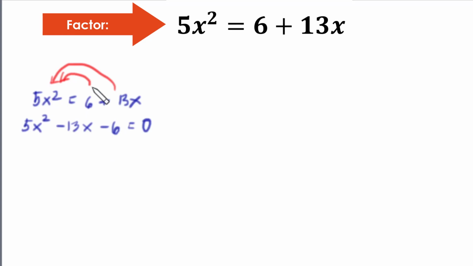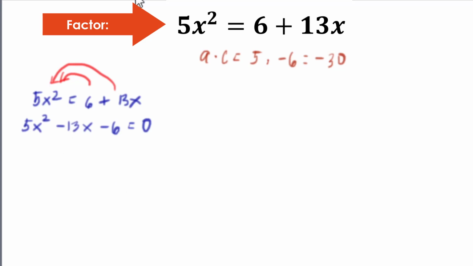Okay, so the next thing we need to do is get the factors for your c. But the thing here is, before we get the factors of c, we first need to multiply the value of our a and c, then get the factors. So it would look like this. a multiplied by c, so that is 5 times negative 6. So it gives us negative 30. And then look for the factors of negative 30 that if we add will give us negative 13.